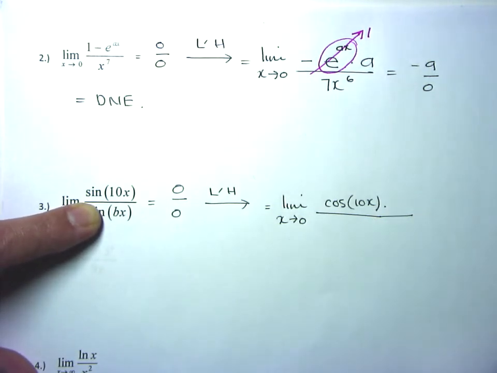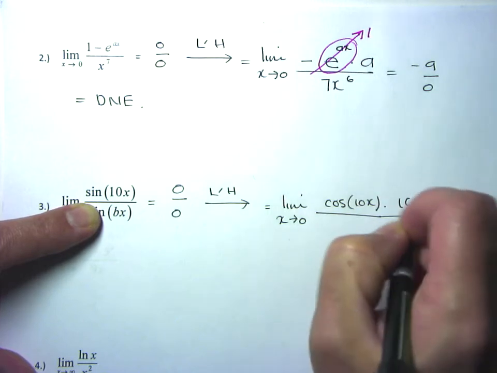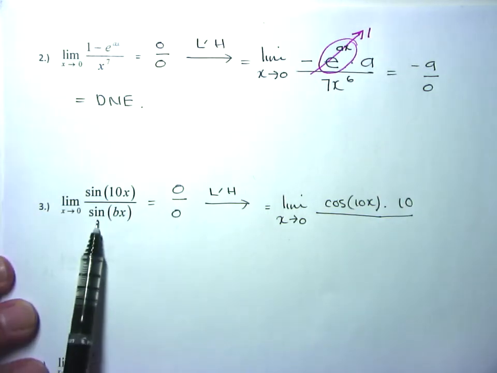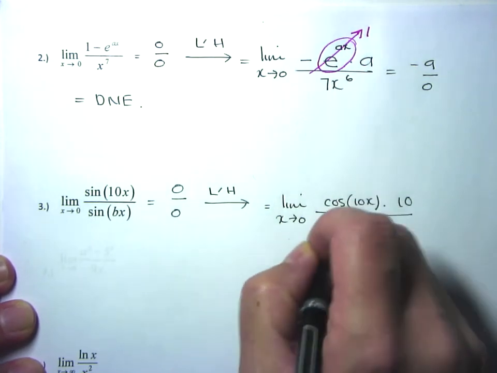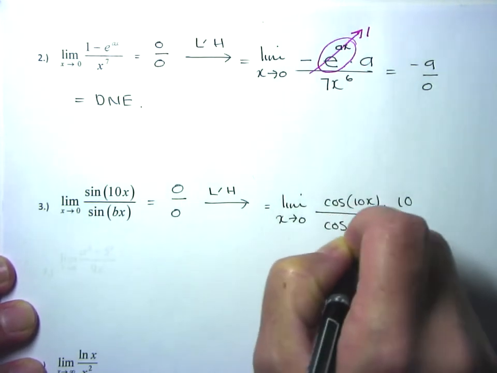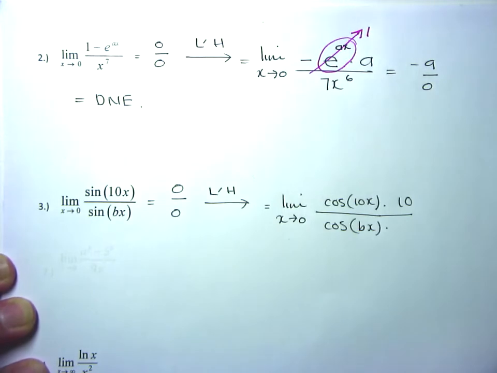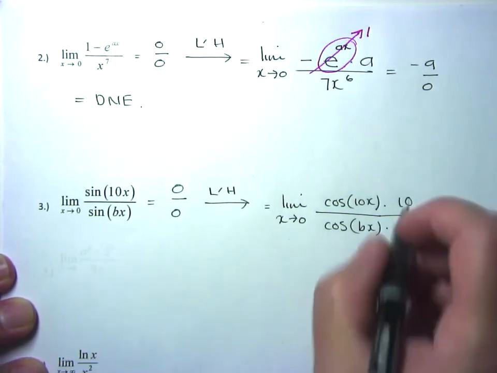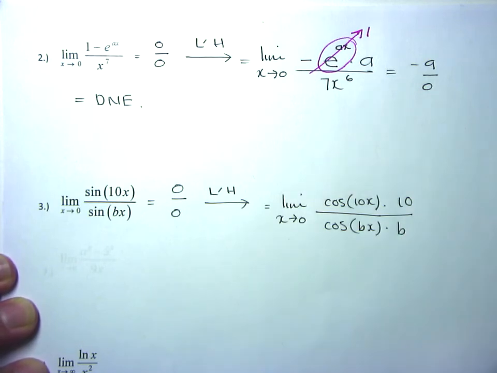Derivative of 10x, 10. All right, in the bottom, same thing. Derivative of the outside: derivative of sine is equal to cosine, leave the inside alone, b times x, times the derivative of the inside. Derivative of b times x is equal to b.